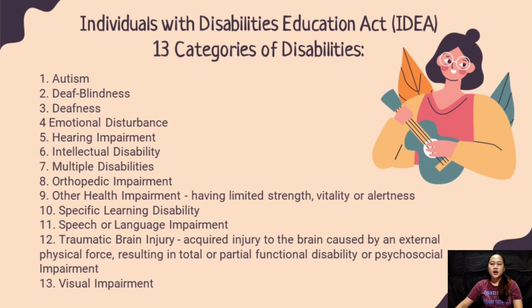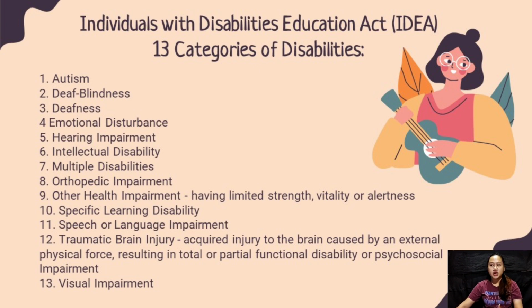So the 12th category of disability is traumatic brain injury. An acquired brain injury caused by an external physical force that results in total or partial functional disability or psychosocial impairment. And then the last is visual impairment.